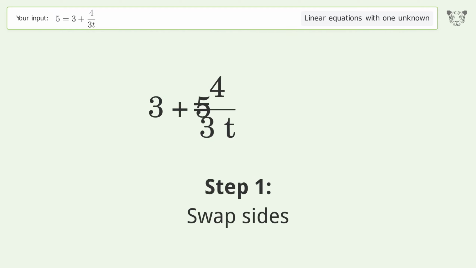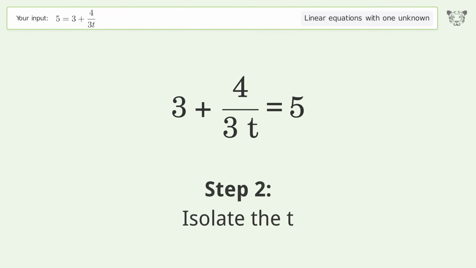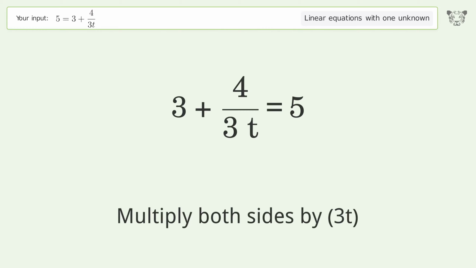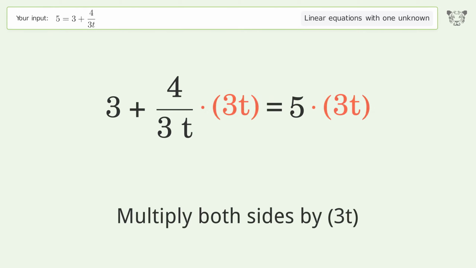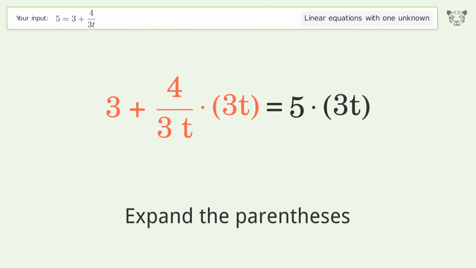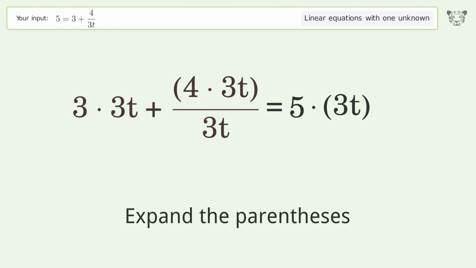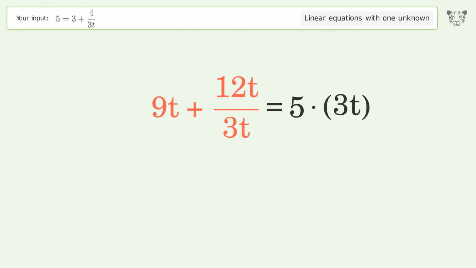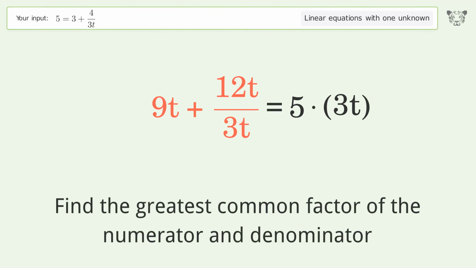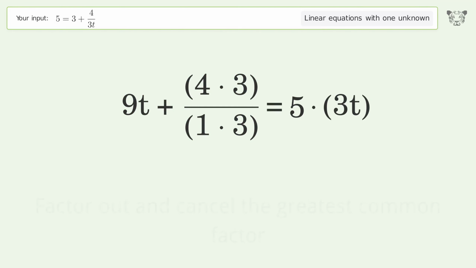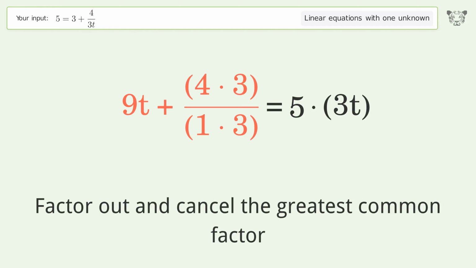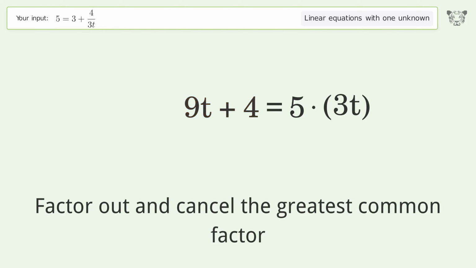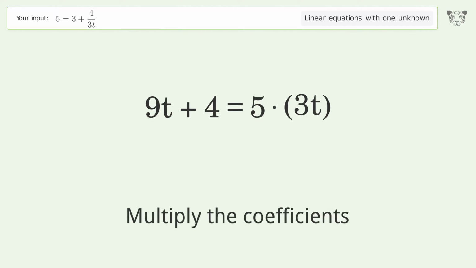Swap sides. Isolate the t. Multiply both sides by 3t. Expand the parentheses. Multiply the coefficients. Find the greatest common factor of the numerator and denominator. Factor out and cancel the greatest common factor. Multiply the coefficients.